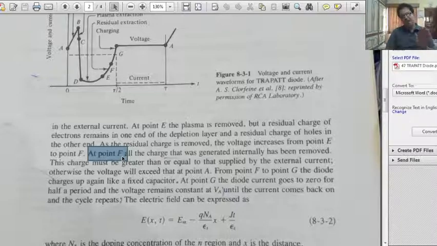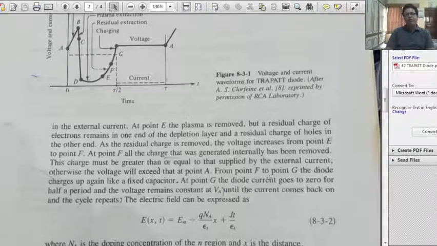What happens at point F? All the charge which is generated internally has been removed. This charge must be greater than or equal to that supplied by the external current. Otherwise, the voltage will exceed that at point A. If this does not happen, then the voltage exceeds that of point A.